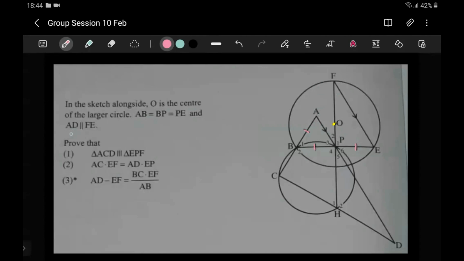And then it says here, AD is parallel to FE. So these are parallel to each other.